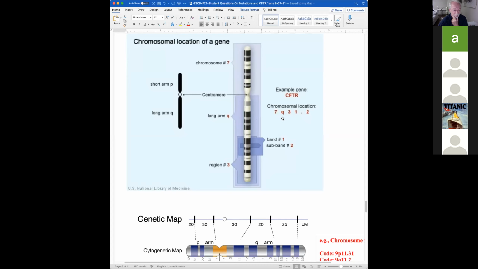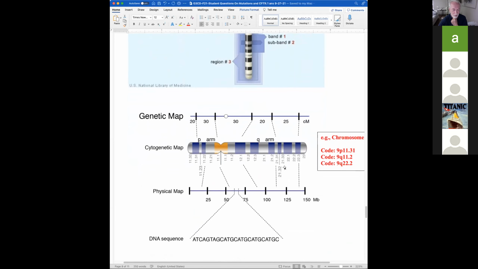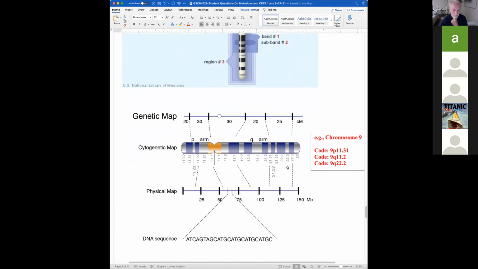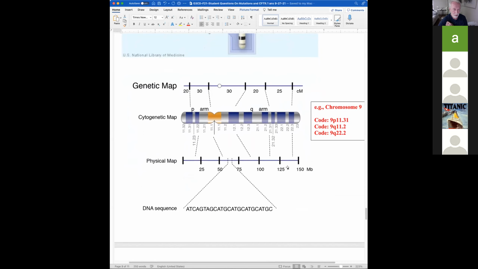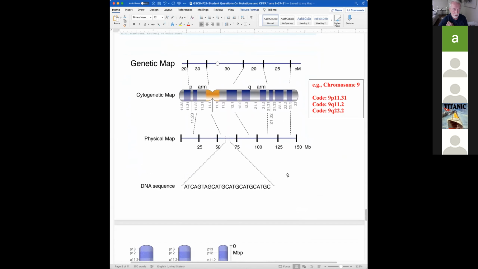So the second symbol here is Q. The third is the number 3, and that refers to this cytological band at the end of the chromosome. 1 refers to a subband, and 0.2 refers to a subband of the subband. And so this has been done with every chromosome in humans and many other organisms as well. And this tries to make it a little more explicit. If you start with the DNA sequence here at the bottom, that's the sequence. On the physical map, it's the number of base pairs from one marker to another.